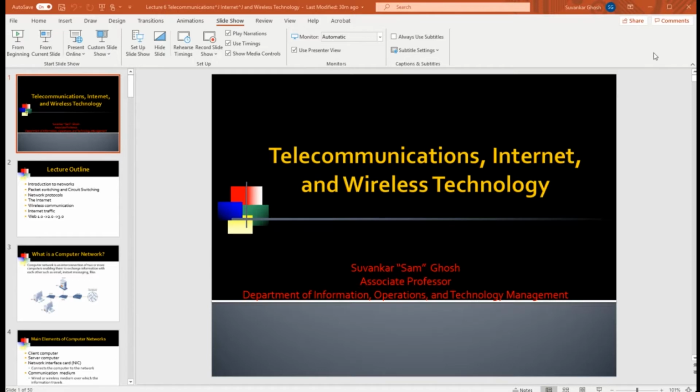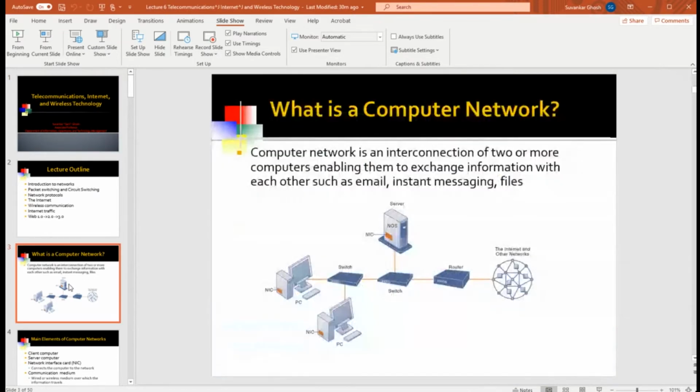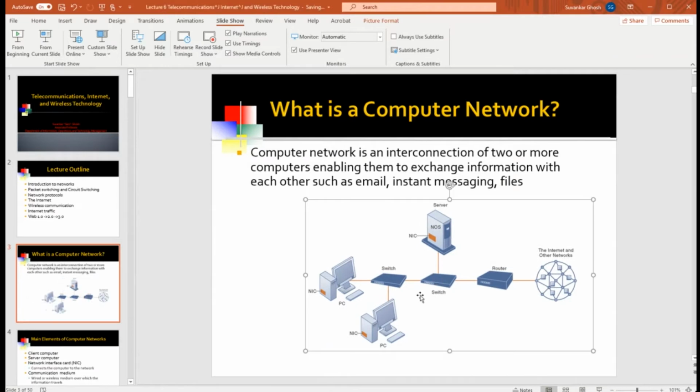So let's go to this graphic right here, and the network consists of these switches that you see, the switches and routers. And it also includes the communication lines that are connecting the switches, or connecting a switch to a router, or a switch to an end system, a computer system. So the network consists of those things.